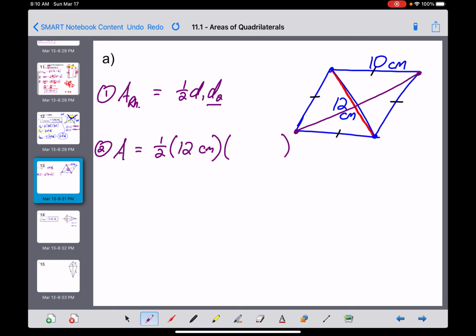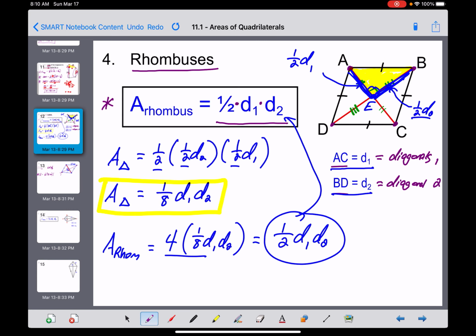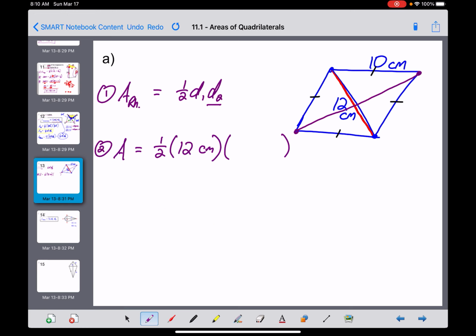And let's see if we can figure out how long that piece is right there. Well, like we talked about on the previous slide, every time you draw the diagonals of a rhombus, they are perpendicular to each other. So that's a right angle, and they bisect each other. So that original diagonal there that was 12 is going to get cut up into a 6 and a 6 right here. And now once again, I want to focus on one of these triangles.